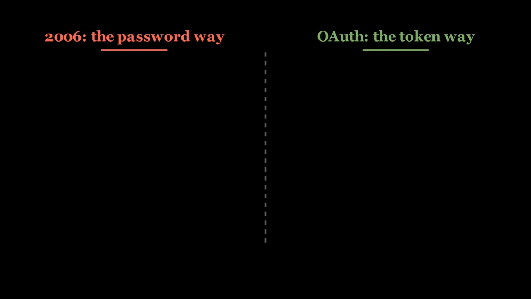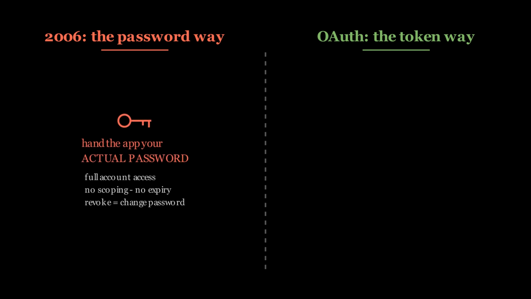To see why OAuth exists at all, rewind to the mid-2000s. You wanted one app to read another's data, and there was exactly one way to do it. You typed your email password into the other app. It logged in as you and screen scraped whatever it wanted. Full access forever, and the only way to revoke it was to change your password, breaking every other app too.